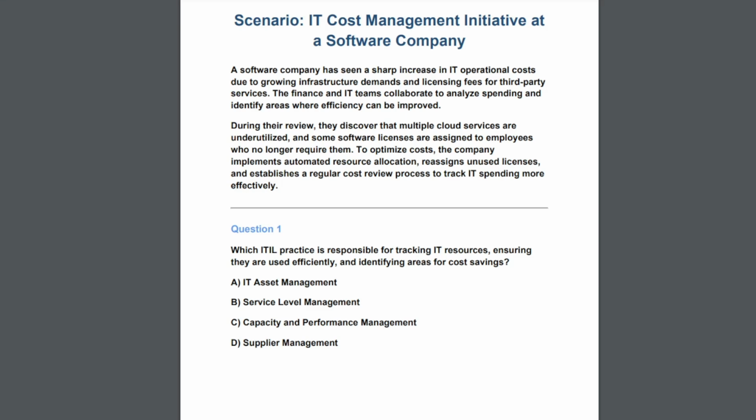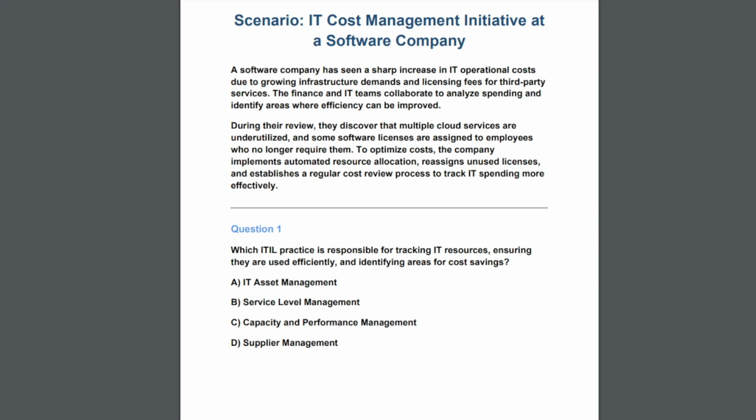During their review, they discovered that multiple cloud services are underutilized. Some software licenses are assigned to employees who no longer require them. To optimize costs, the company implements automated resource allocation, reassigns unused licenses, and establishes a regular cost review process to track IT spending more effectively.